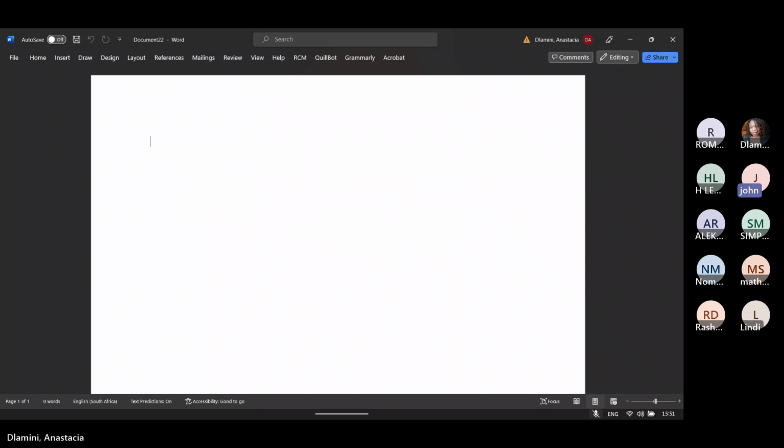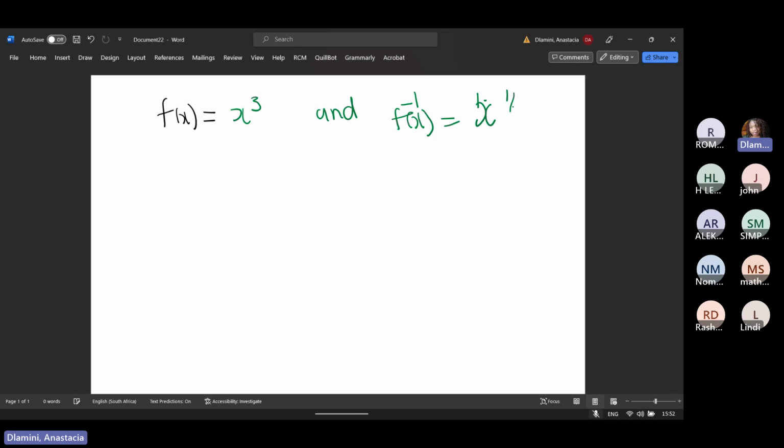Yes. So this is the last part of chapter 2 actually. Now there is the inverse function property. They are saying that to verify that two functions are inverses, let's say you have f of x equals x to the power of 3 and the inverse of f of x is x to the power of 1 over 3, right?